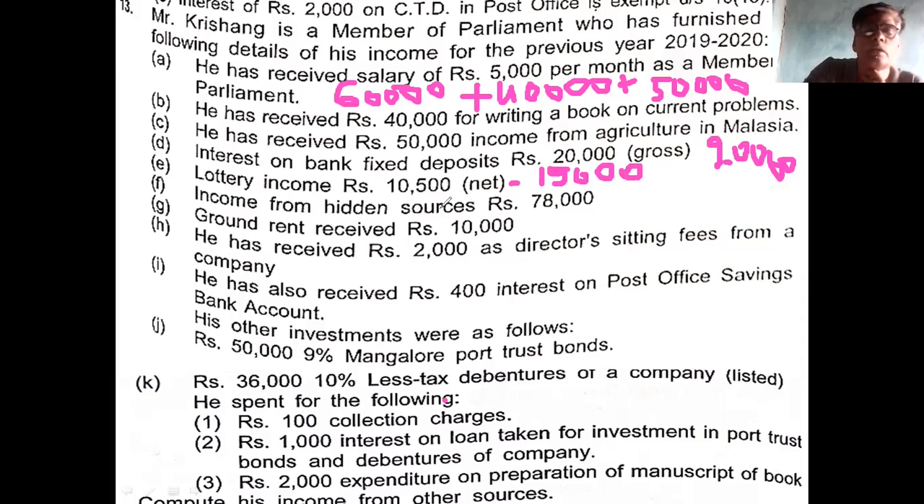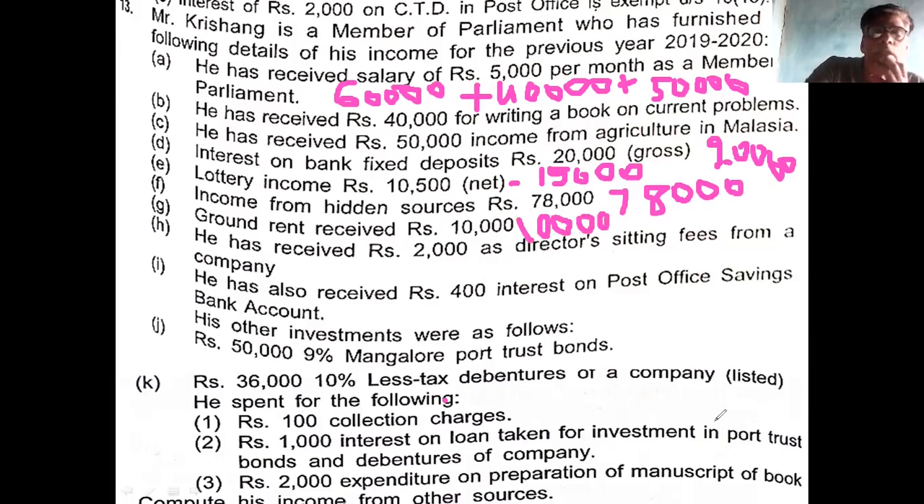Then income from hidden sources. Hidden sources means undisclosed source, 78,000. Next is ground rent received. Ground rent received is a direct amount. You take 10,000 direct. There is no adjustment for this.